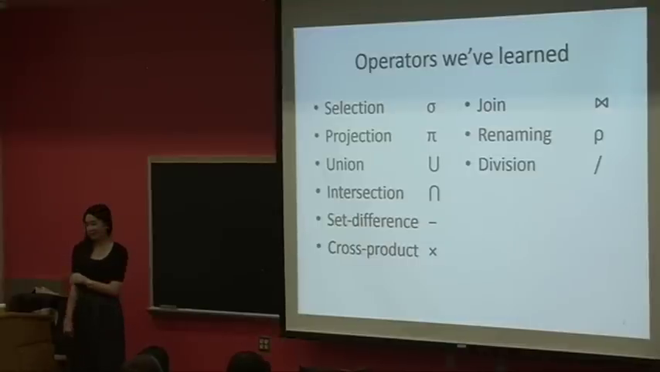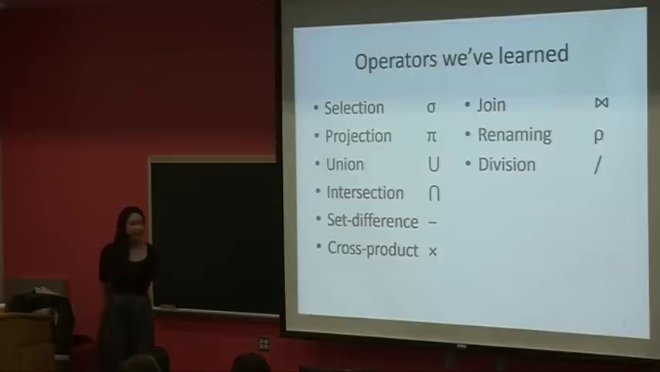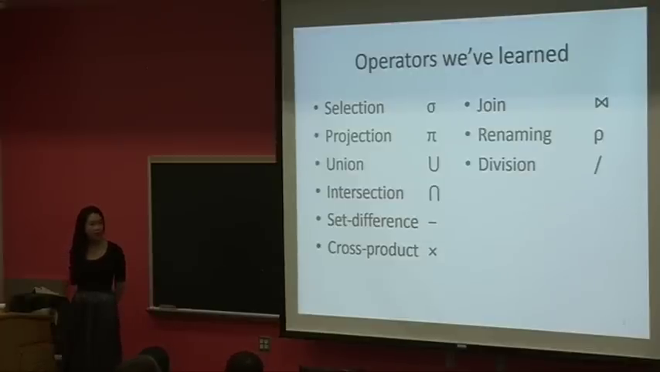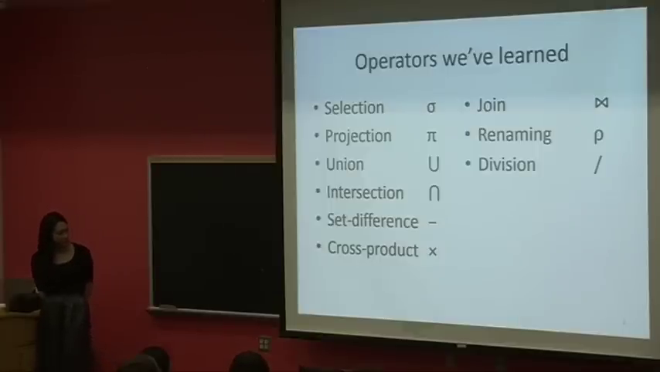How about set difference? What does set difference mean when we take R set difference with S? Everything in R that is not in S. The result tuples will be the tuples in R but not in S. For set difference as well, we get the same schema for input and output, and the two relations involved have to be union compatible as well.